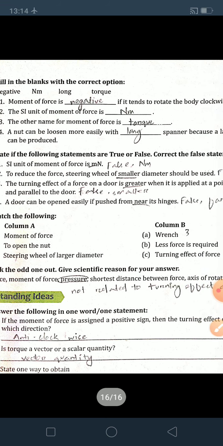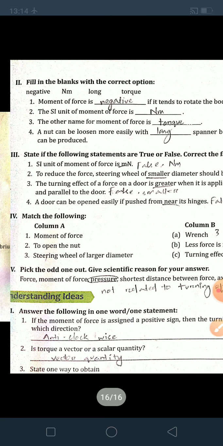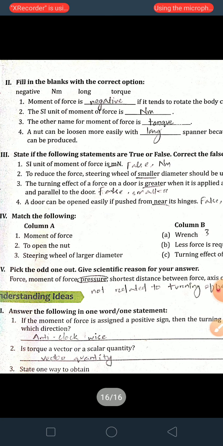Okay, pick the odd one out. Force, moment of force, pressure, shortest distance between the force and axis of rotation. Answer is pressure, because it is not related to the turning effect of force.